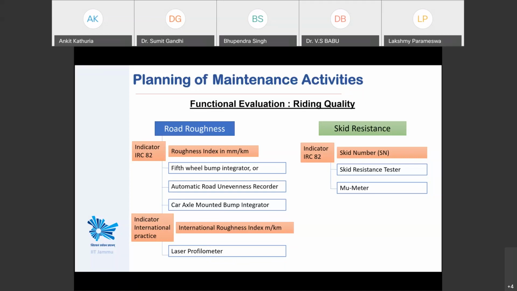Coming to the second functional evaluation, shown in the green box, that is skid resistance. To estimate skid resistance, we estimate an indicator called the skid number, and the skid number is estimated using a skid resistance tester or the MU meter. It's not a direct estimation of the skid number. We estimate the coefficient of friction and multiply it by 100 to get the skid number.